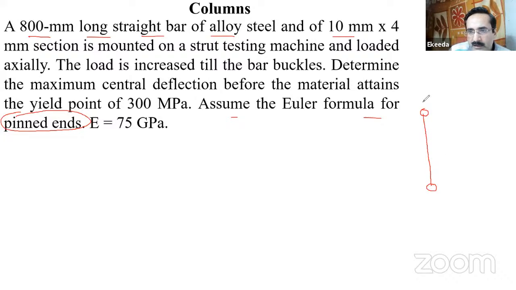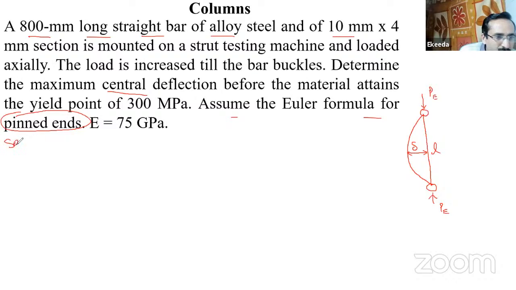The load is gradually increased till the failure takes place, right? We have to find that safe load, Euler's load, and length is also given, right? So PE we have to find out. No, we have to find out the deflection, the central deflection. There is some deformation in the column. The deflection at the center will be maximum. So this is delta, and in the solution we have to find out the delta, right?